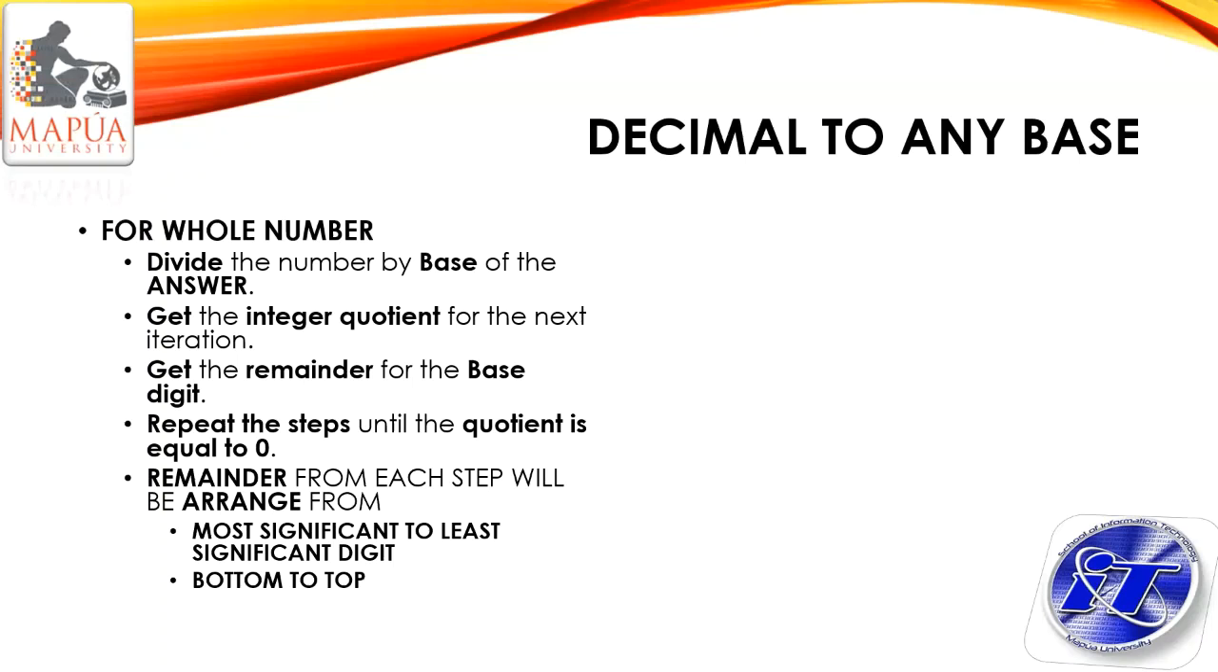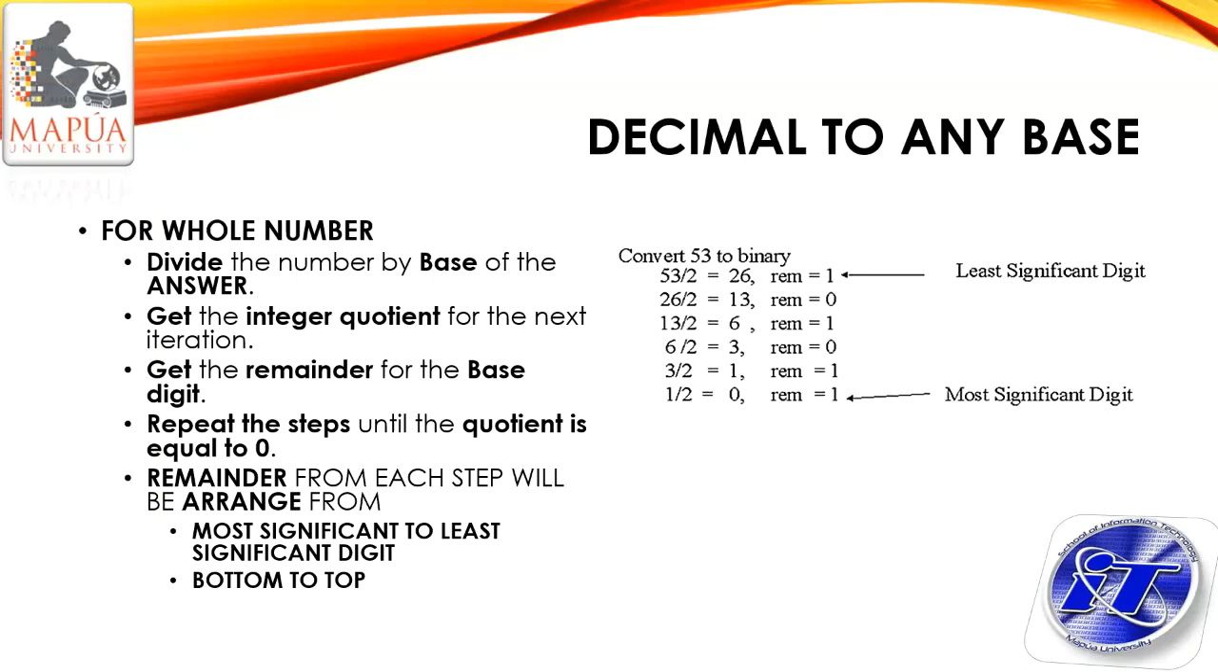So for example, we're going to convert 53 to binary. So binary is base 2. So we're going to divide 53 by 2. So we have 26, remainder 1. And then the whole number will be divided by 2 again. So 26 divided by 2, 13, remainder 0. 13 divided by 2, 6, remainder 1. 6 divided by 2, 3, remainder 0. 3 divided by 2, 1, remainder 1. And then 1 divided by 2, 0, remainder 1. Since the quotient is equivalent to 0, we stop on this cycle.